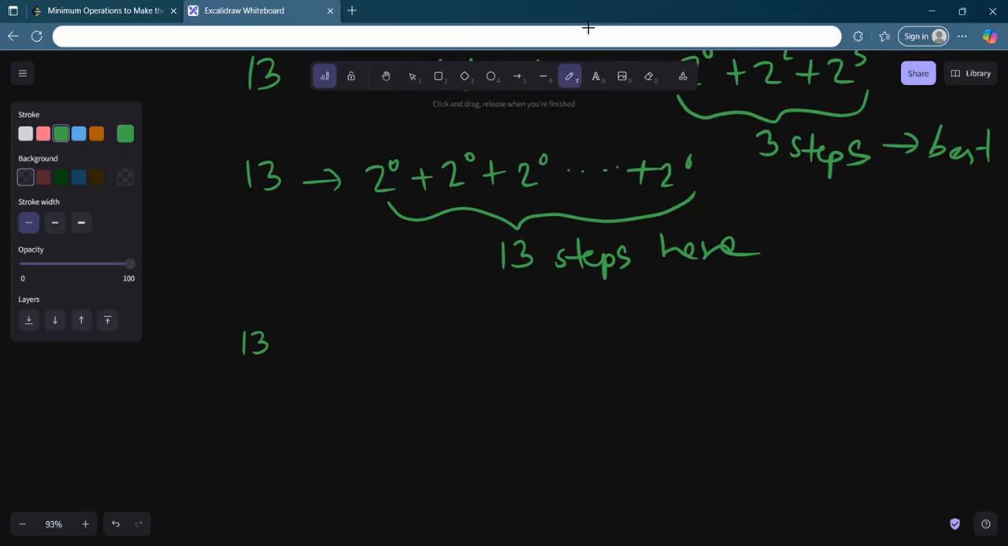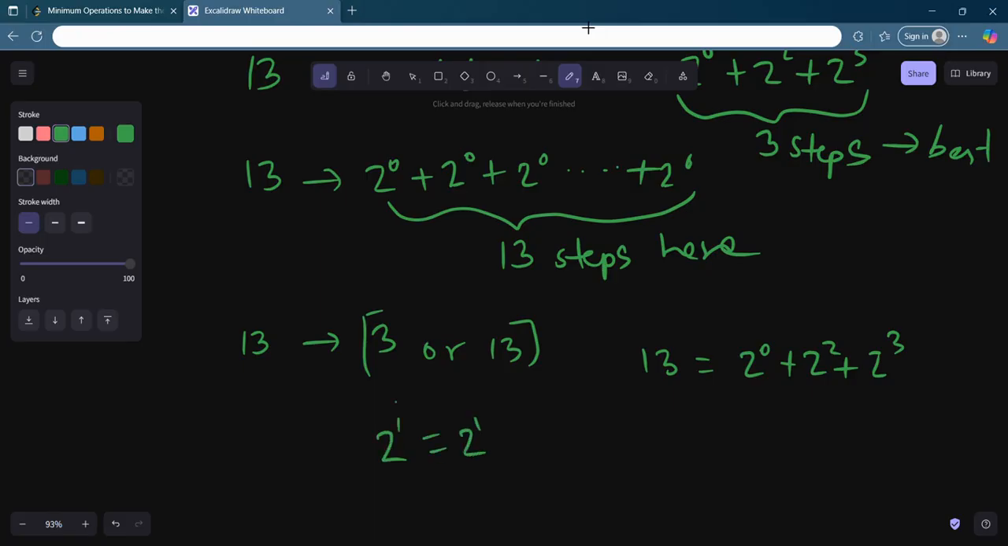For this 13 you saw that you need 3 steps or 13 steps. What about the remaining step counts? Let's say I have already explained that you can write 13 in 3 steps, but I am asking you, write it in 4 steps. Can you do it for me? Definitely you can. You can write 2 to the power i as nothing but 2 to the power i minus 1 plus 2 to the power i minus 1.